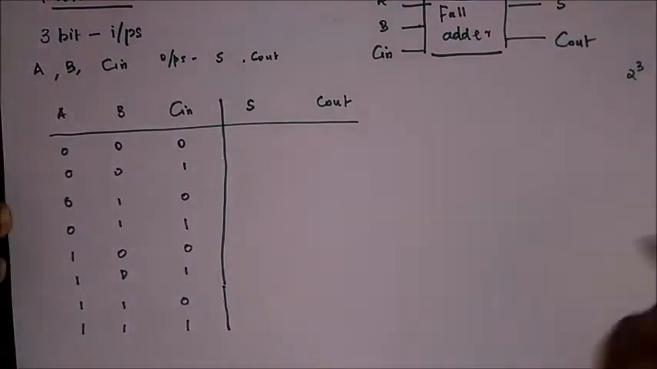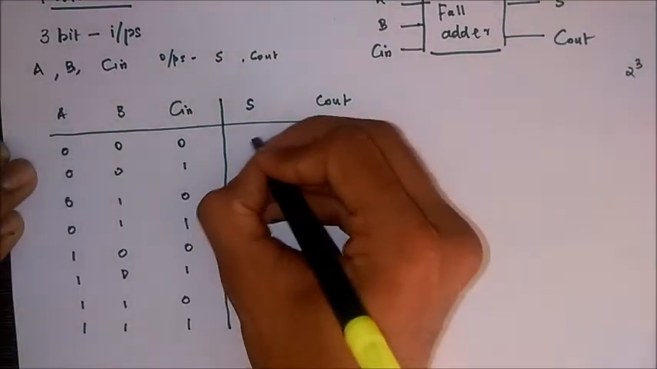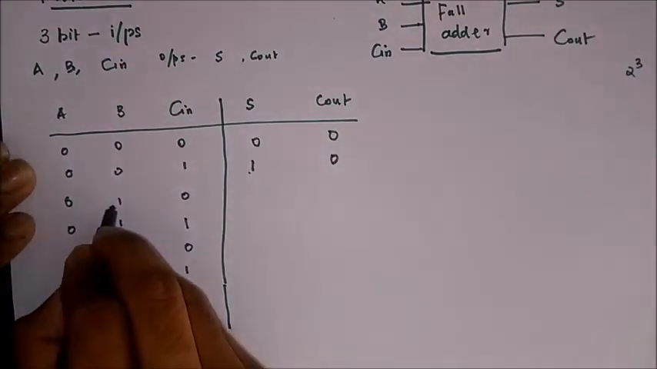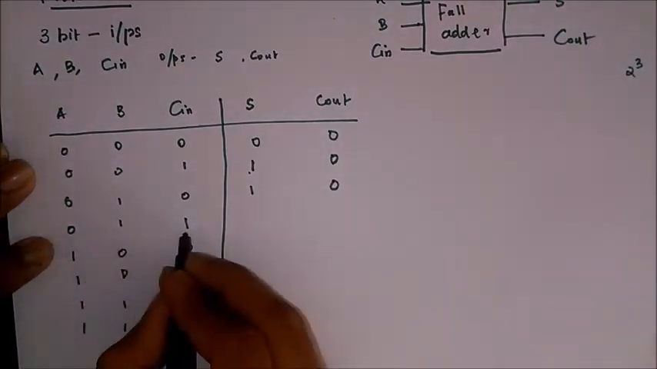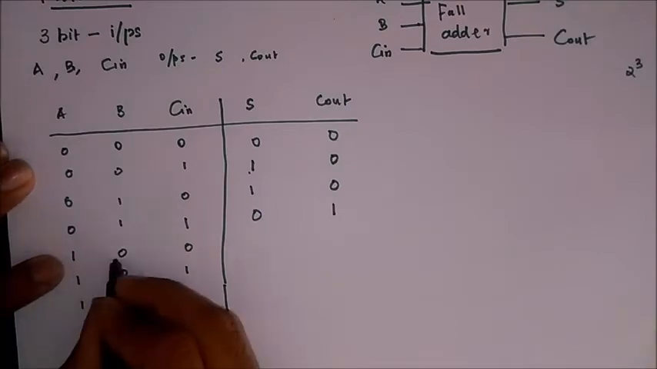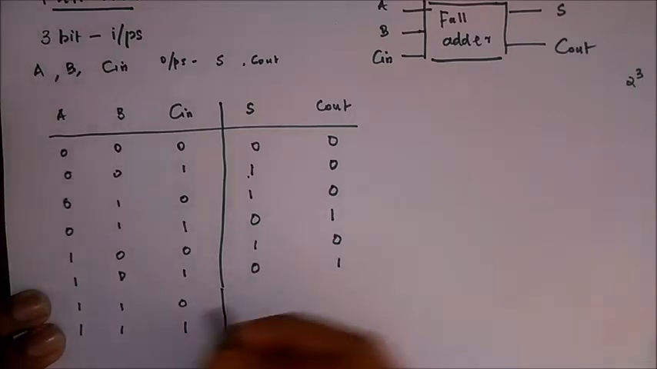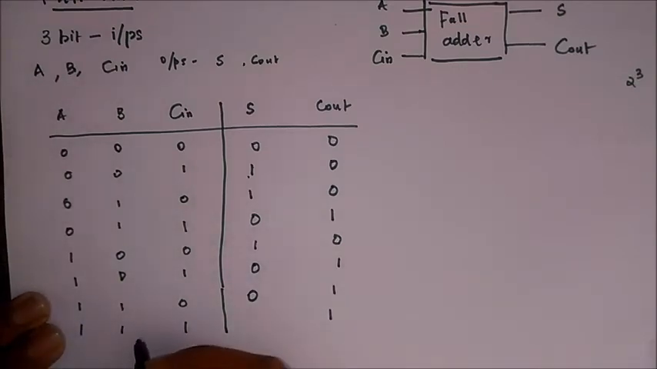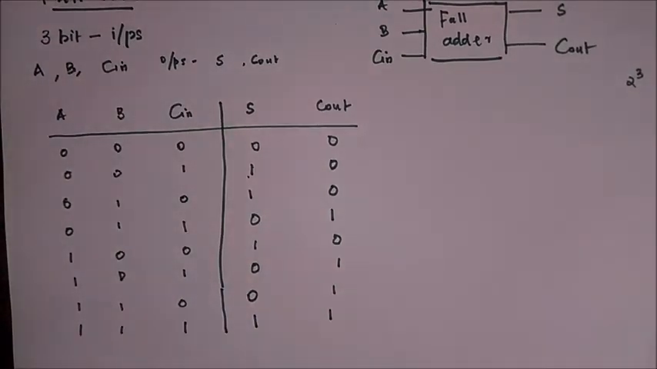I suppose you know that already. So I'm just writing the sum and carry. 0 plus 0 is 0 with a carry of 0. 0 plus 0 plus 1 is 1 with a carry of 0. 0 plus 1 plus 0 is 1 with a carry of 0. 0 plus 1 plus 1 is 0 with a carry of 1. 1 plus 0 plus 0 is 1 with a carry of 0. 1 plus 0 plus 1 is 0 with a carry of 1. 1 plus 1 plus 0 is 0 with a carry of 1. 1 plus 1 plus 1 is 1 with a carry of 1. So this is our truth table for the full adder circuit.